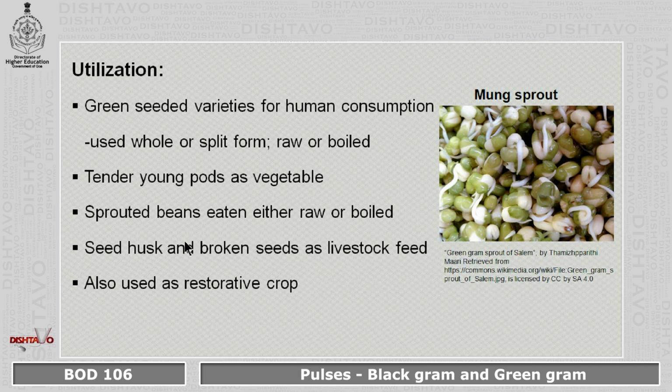A very popular product is sprouted beans, very rich in protein, that you can eat raw, or boil, or make into different bhaji. Then while milling, whatever seed husks remain and the smaller seed pieces can be used as very important livestock feed, and it is also used as a restorative crop.